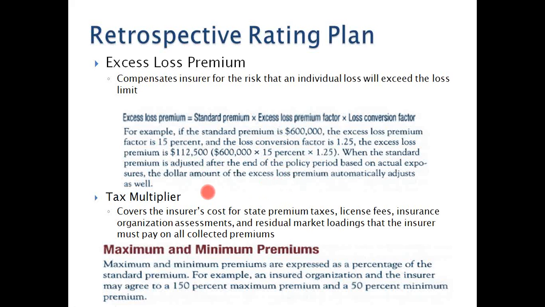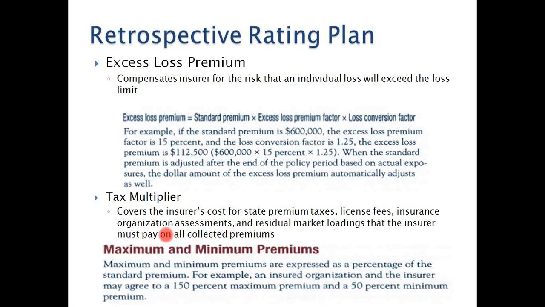And then finally, you have a tax multiplier, which covers the insurer's cost for state premium taxes, license fees, insurance organization assessments, and residual market loading the insurer must pay on all collected premiums. So the idea is that if the state requires that I, as an insurance company, pay certain fees to the state to be able to operate, that's what this tax multiplier includes, any type of assessments from the state.